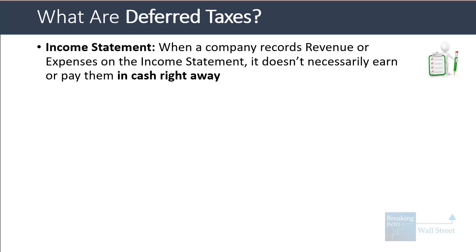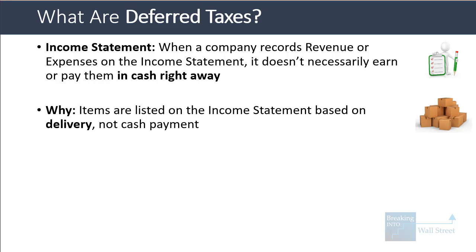On the income statement, when a company records revenue or expenses, it doesn't necessarily mean that the company has earned the revenue in cash or paid the expenses in cash right away. This is because items on the income statement are based on delivery, not cash payment. So if a company has delivered a product to a customer, it can record that as revenue. And if a company has ordered something from another company and received it, it can list that as an expense, even if it hasn't paid for that expense in cash yet.